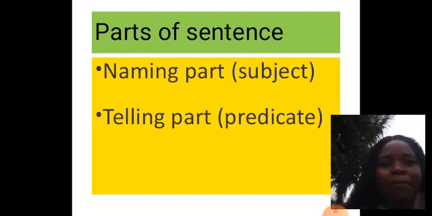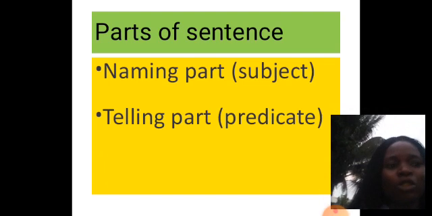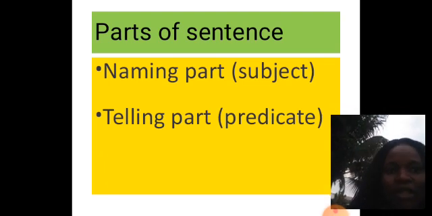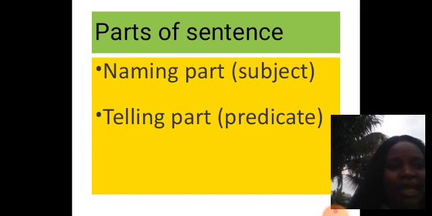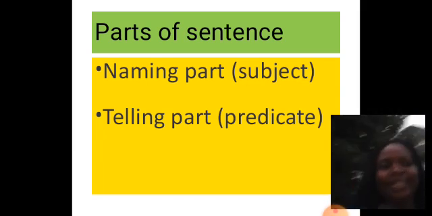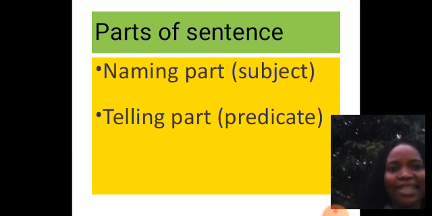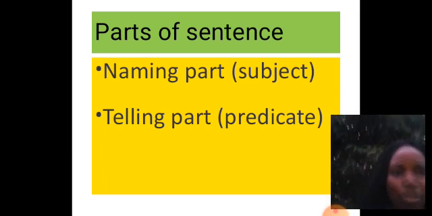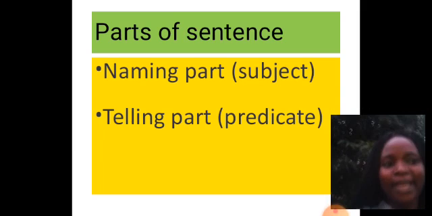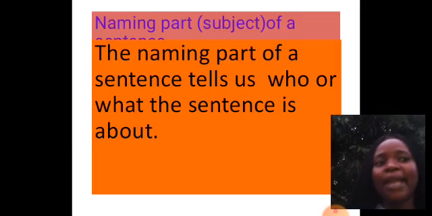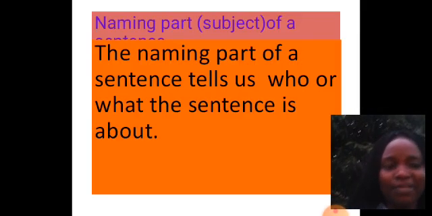So today, sentences can be viewed in two parts. One, the naming part, which is the subject part, and the telling part, which is the predicate. A good sentence must always come with the naming part and the telling part, that is the subject and predicate. So in a good sentence, you must find the subject and you must also find your predicate. I hope you're following. That's very good.